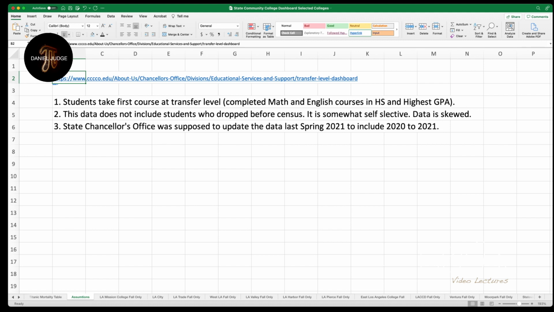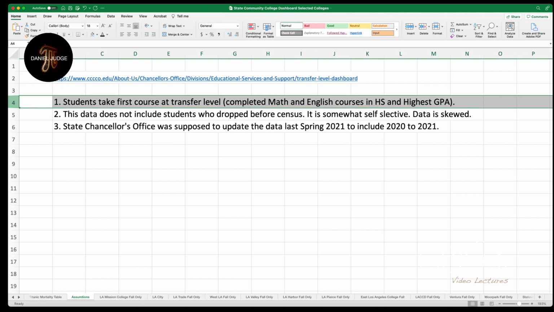So what that means is everybody goes to transfer. This data is about everybody who went straight to transfer. Okay, it's on the State Chancellor's website, so I want to make that clear. That's the first assumption.